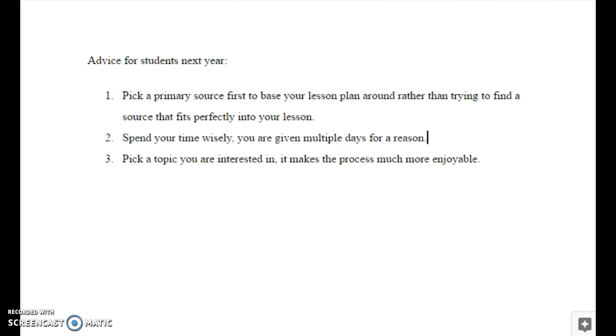3, I think this one is possibly the most important, is to pick a topic that you're interested in, because it makes the whole lesson plan more enjoyable. So I specifically chose this lesson plan because I could involve the space race, which is something I've always been interested in, and I feel like if I had chosen something different, I wouldn't have been able to be as productive or as interested or involved with creating this project.